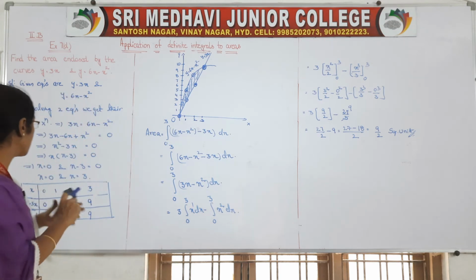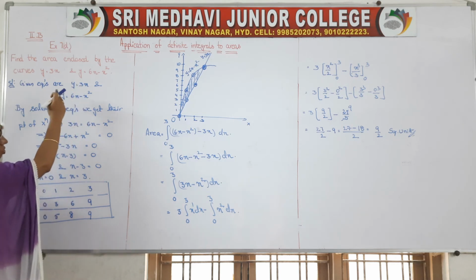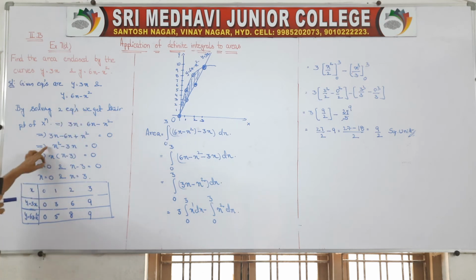Okay, so for that sake we solve these two equations. Both are y, so 3x is equal to 6x minus x square. You take and solve, you get your x values. x is equal to 0, x is equal to 3. Once we get the x values, you substitute them to get the y values, and you will get a table like this.